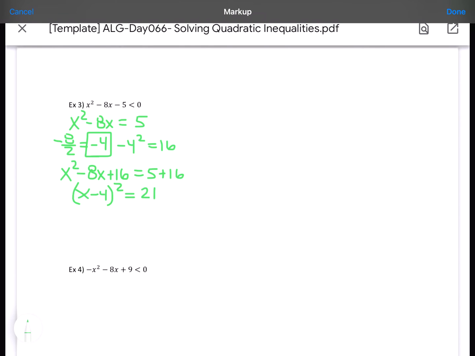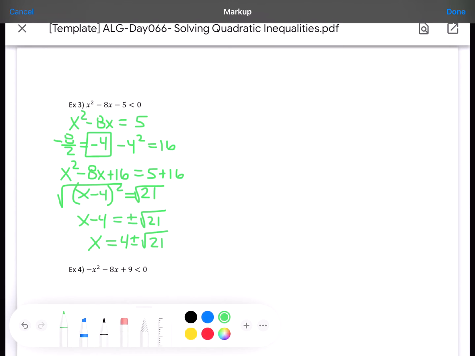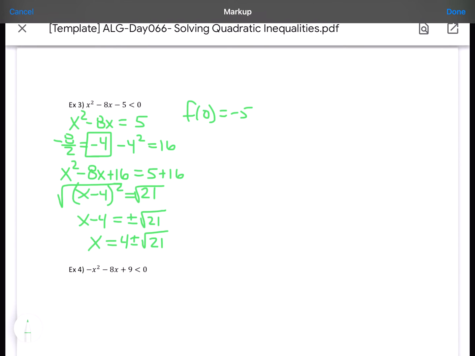And then plus 21. In order to find my zeros, what I have to do here is take the square root. The square root gets rid of the squared sign. So this becomes x minus 4 equals plus or minus the square root of 21. When I'm solving, I just take the 4 over. 4 plus or minus the square root of 21 will be my 2 intercepts. And also, my f of 0, if you look, is negative 5. So I know 3 points.